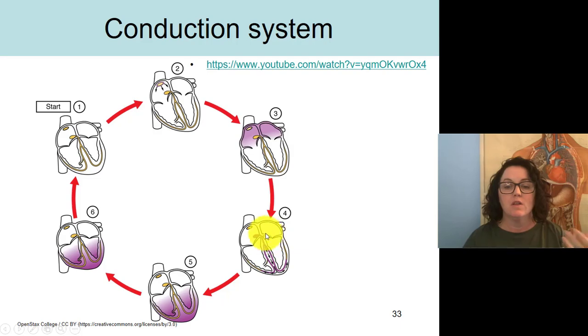The next thing that's going to happen is the AV node will fire. And once the AV node fires, that electrical activity is spread down the AV bundle and then into the Purkinje fibers. Once the electrical activity is in the Purkinje fibers, it very quickly spreads to the entire ventricular myocardium, causing the ventricles to contract. You can see how the ventricles here look a little bit more squished. That's representing the ventricles contracting.